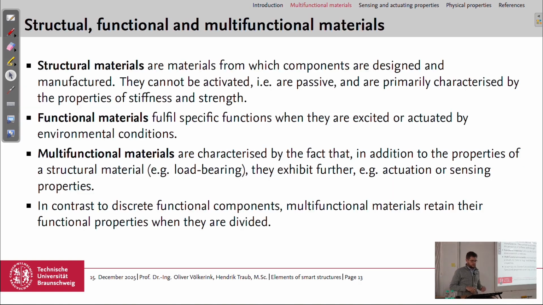So to sum up these different definitions, structural materials are materials from which components are designed and manufactured. So they cannot be activated, are passive, and primarily characterized by their properties of stiffness and strength. Functional materials fulfill specific functions when they are excited or actuated by environmental conditions, like an electrical field, for example, or a magnetic field. And multifunctional materials are characterized by the fact, in addition to the properties of a structural material, so the load-bearing properties, that they exhibit further properties like actuating or sensing properties.